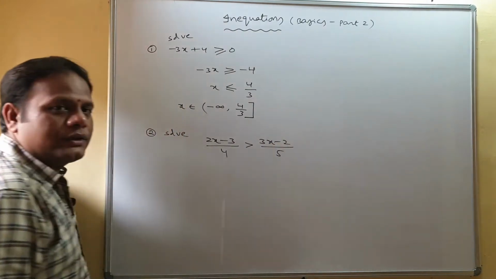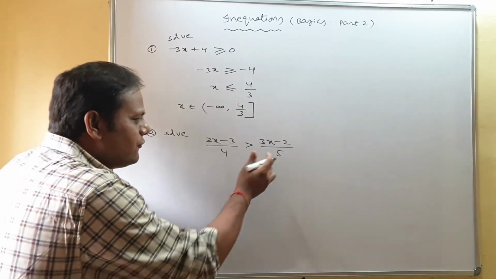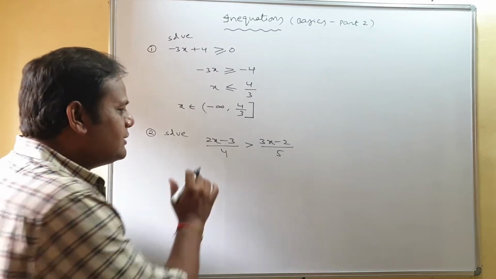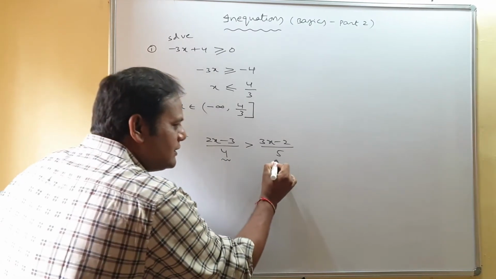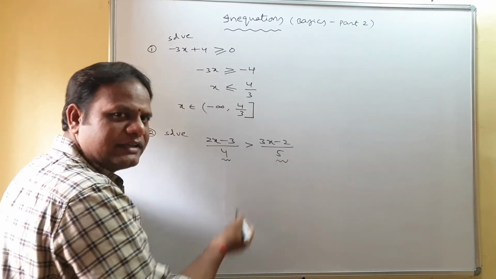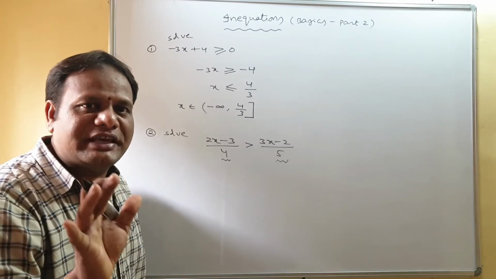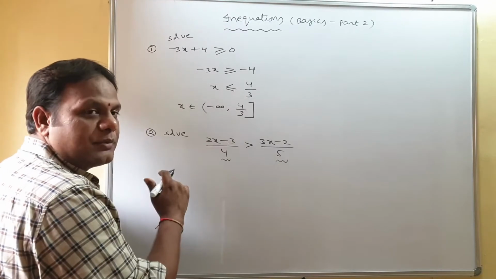Right. Suppose solve the inequation (2x minus 3)/4 is greater than (3x minus 2)/5. You have to solve this inequation. See, we can do cross multiplication here. Is 4 positive or negative? Positive, not a problem. Is 5 positive or negative? It is also positive. So if you multiply with positive, there is no change in the inequation sign.